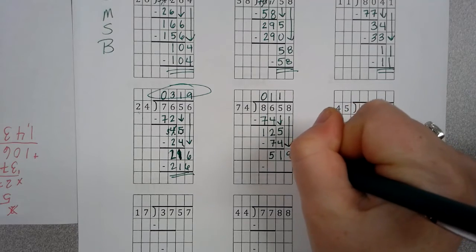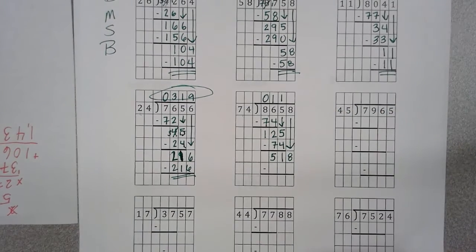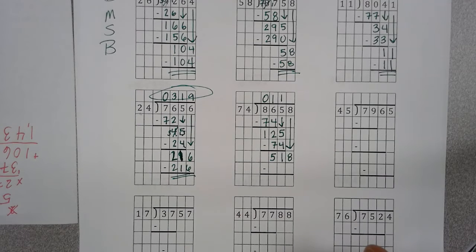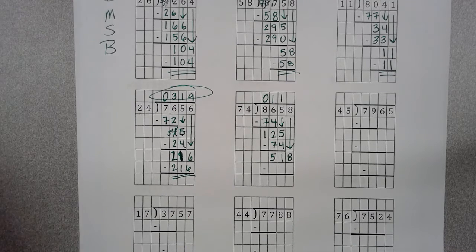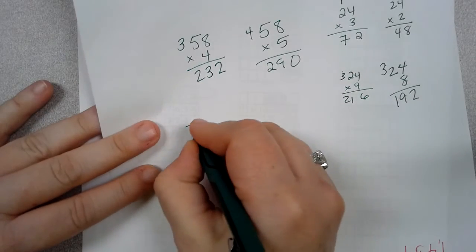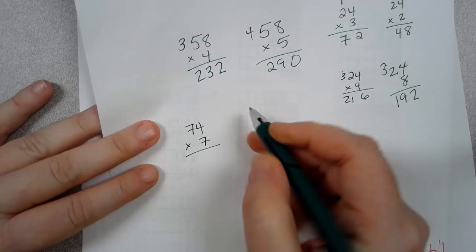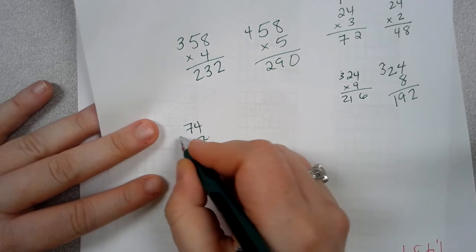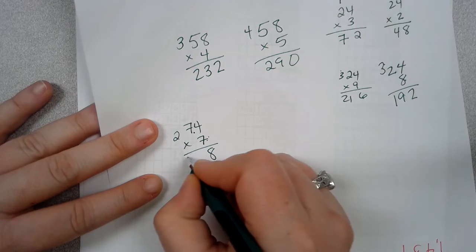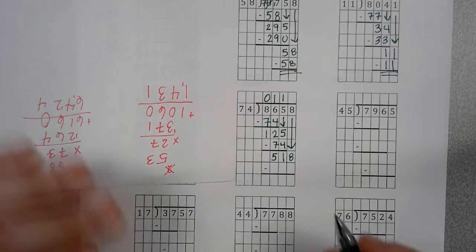Drop my 8. Now, how many times will 7 go into 51 without going over? 7, 14, 21, 28, 35, 42, 49, 56. Wait, 49. And 7 times 7 equals 49. So let's try 74 times 7. 7 times 4 is 28. 7 times 7 is 49 plus 2 is 51. There we go.